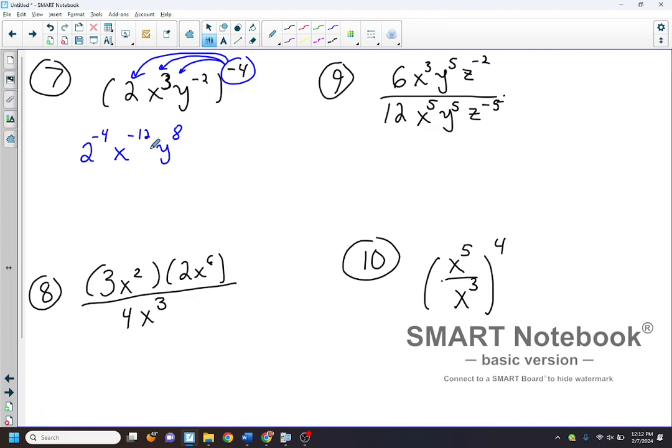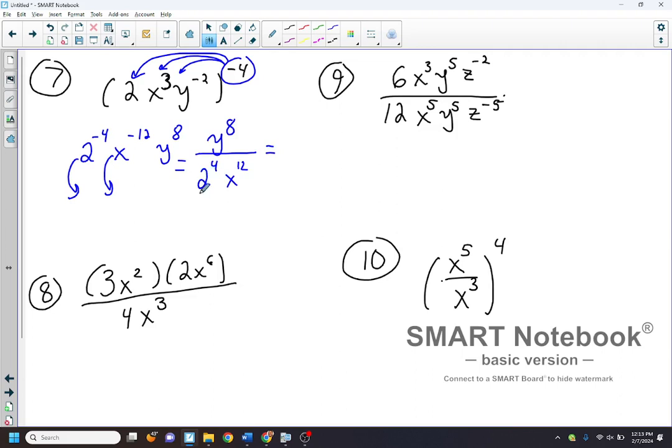Now, anything with a negative exponent goes to the bottom, which means the 2 is going to go to the bottom, and the x is going to go to the bottom. Notice how the 8 does not go on the bottom. So 2 to the negative 4, x to the negative 12, under y to the 8. Y to the 8, 2 to the positive 4 now, and x to the positive 12. When you move to the bottom, it becomes positive. Only the negative exponents do that.